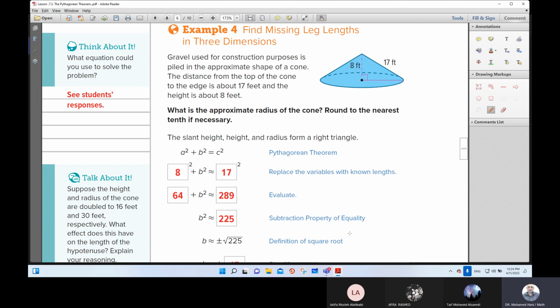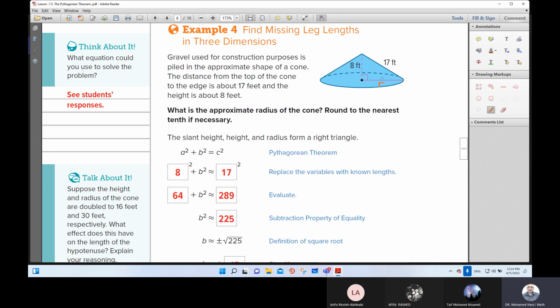In this example, we have a cone, and with this part we have a right triangle, but this side is not exactly a straight line. So what is the approximate radius? This is the radius, from the center to this point.